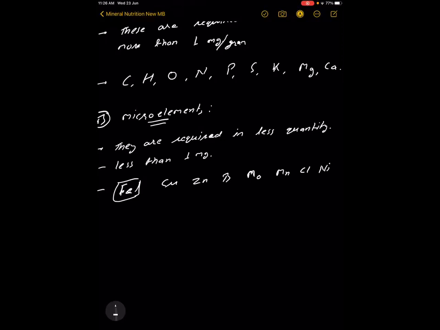Here iron is actually transitional. Transitional means sometimes it is considered a macro element, sometimes a micro element. In old NEET question papers, you can see the element which is both macro and micro is iron. Sometimes it is required in higher amount, sometimes in less amount, depending on the type of soil. Otherwise, in general, it is considered a micro element.